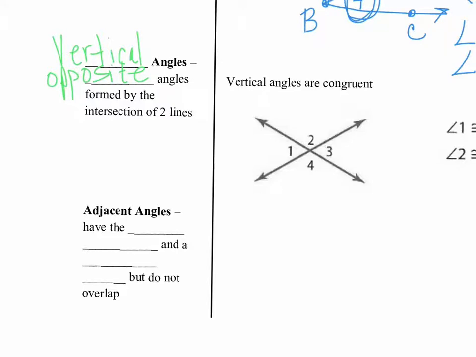The other new vocabulary, which is a review from last year, are adjacent angles. They have the same vertex and a common side, but do not overlap.